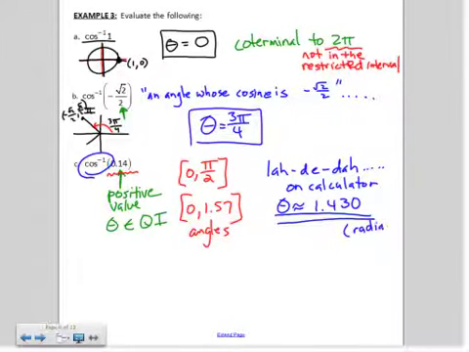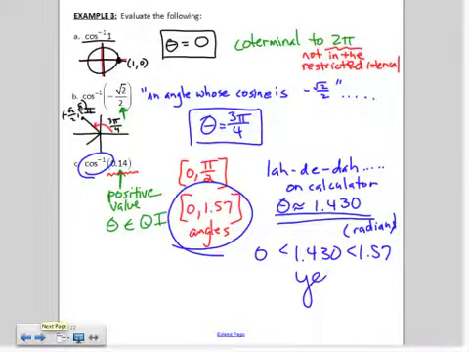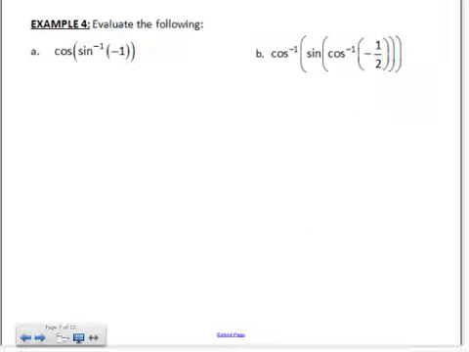And what do we know? In radians, there's our angles in quadrant 1. So is it in that interval? Is this between 0 and 1.57? Yes. So that means we have found the right angle. Okay? All right, now these are fun.